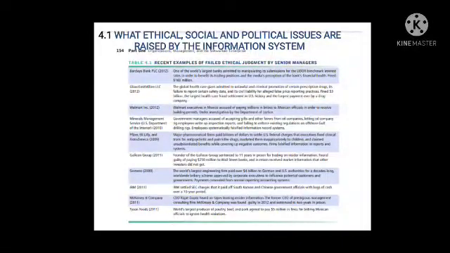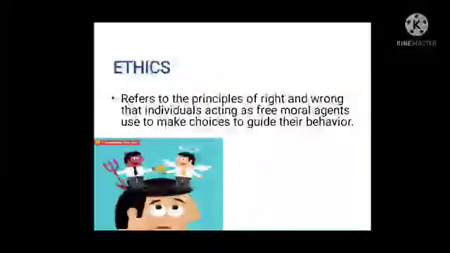U.S. federal sentencing guidelines adopted in 1987 mandate that federal judges impose stiff sentences on business executives based on the monetary value of the crime, the presence of a conspiracy to prevent discovery of the crime, the use of structured financial transactions to hide the crime, and failure to cooperate with prosecutors. So what do we mean by ethics? Ethics refers to the principles of right and wrong that individuals, acting as free moral agents, use to make choices to guide their behaviors.